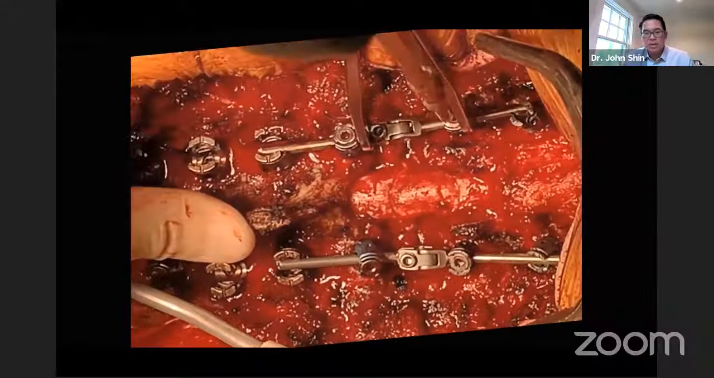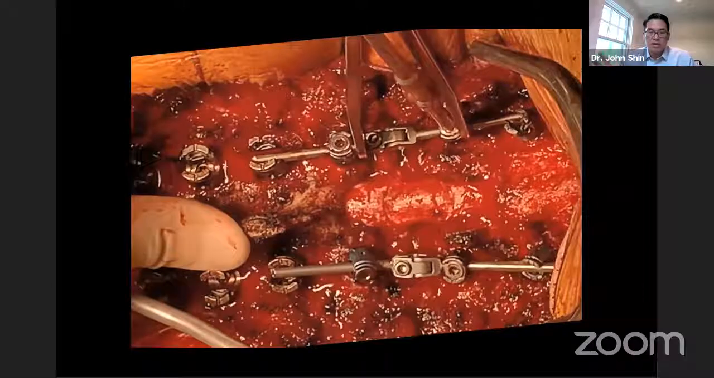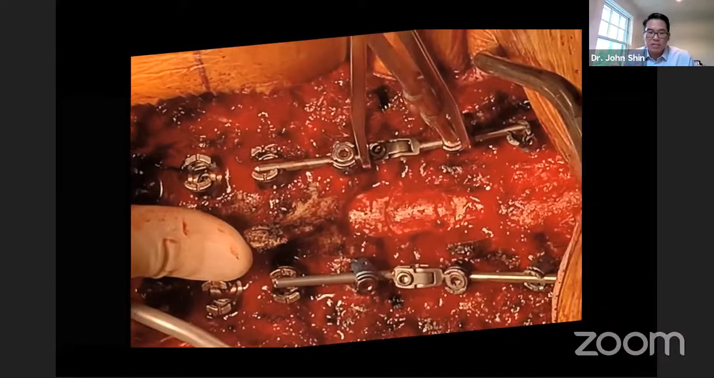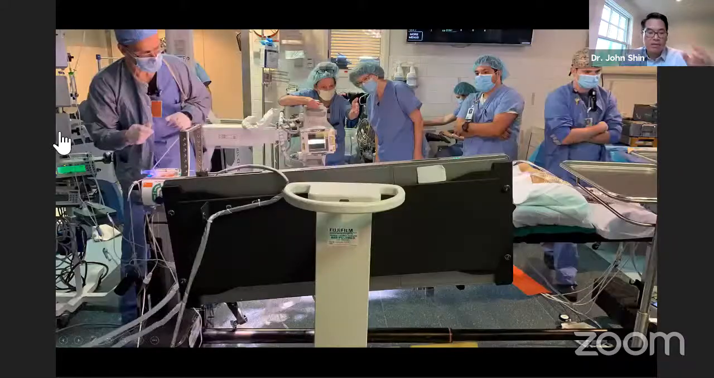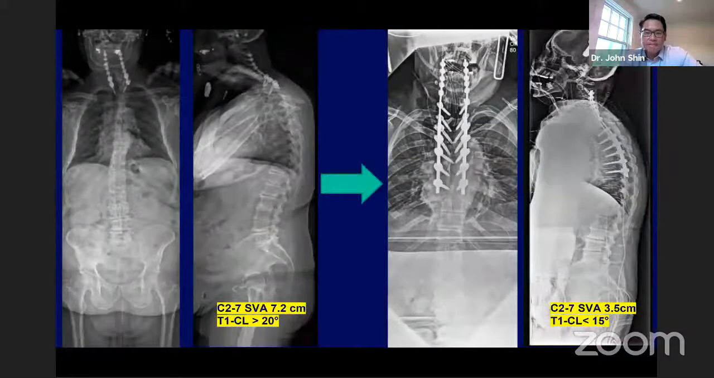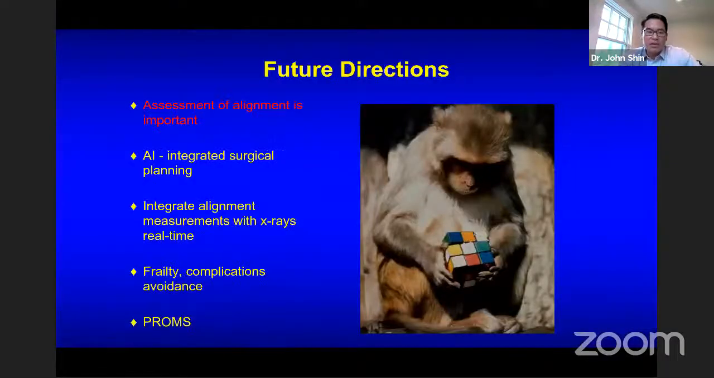As you can see here. So I've done the closure by the Gardner-Wells tongs, but also getting additional compression using the compressor, which helps me finish the osteotomy there. Okay, and we're able to get 3-foot x-rays in the operating room, and that's what that looks like. Okay, so just to wrap up, I know I went through a lot of material, definitely wanna take some questions.